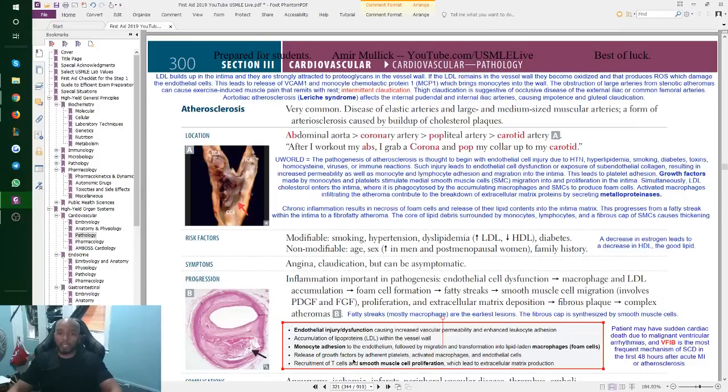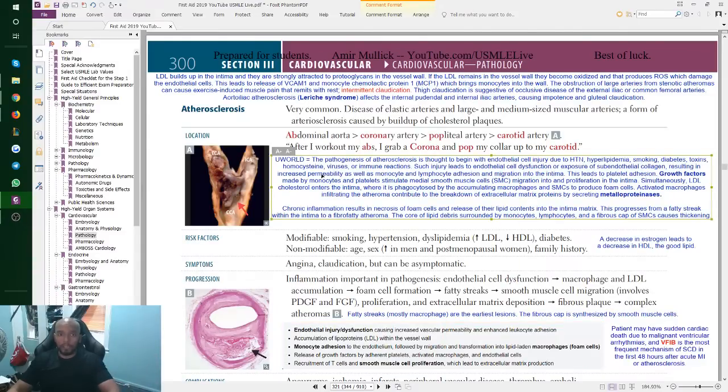Release of growth factors like PDGF and FGF, they're both growth factors. Platelet-derived growth factor and fibroblast growth factor. All of that is eventually going to lead to your fatty streak, and then recruitment of T cells and smooth muscle cell proliferation leads to your ECM production, making the fibrous cap, and then boom, you have your atheroma, right? Step by step. You have to know it very, very well.